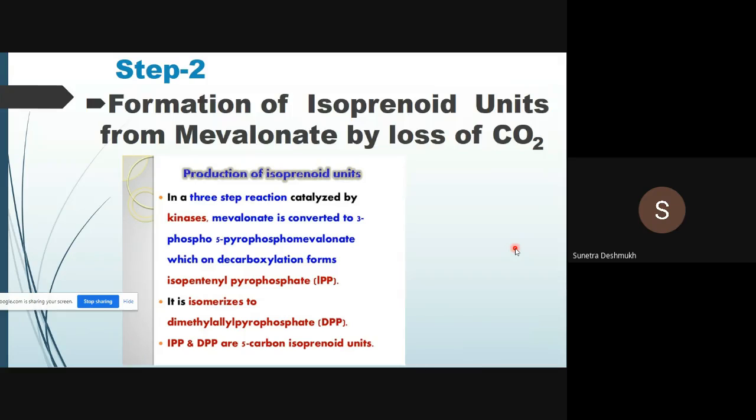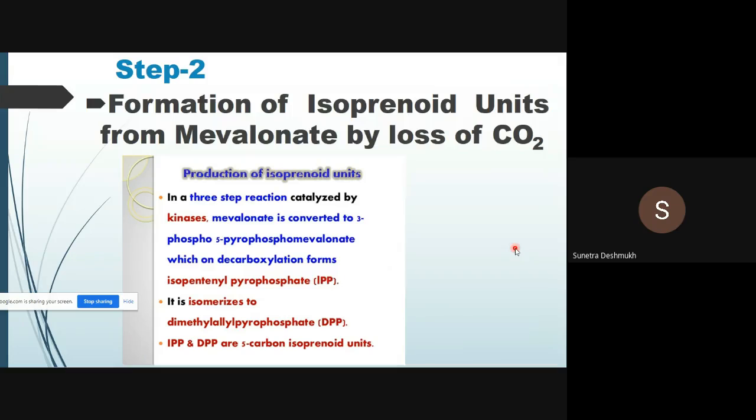Okay, so first we will synthesize the isopentenyl pyrophosphate (IPP) unit, and this IPP unit on isomerization gives DPP, dimethylallyl pyrophosphate. IPP and DPP are 5 carbon isoprenoid units. Then that one we have synthesized from the mevalonate ester, and mevalonate ester we have synthesized from the acetyl coenzyme A.